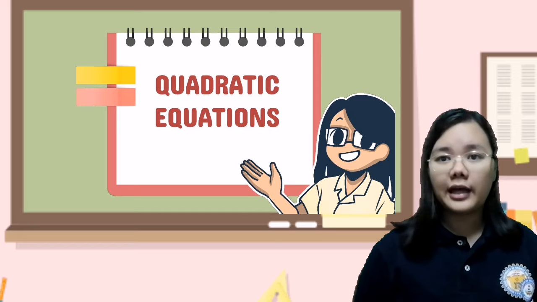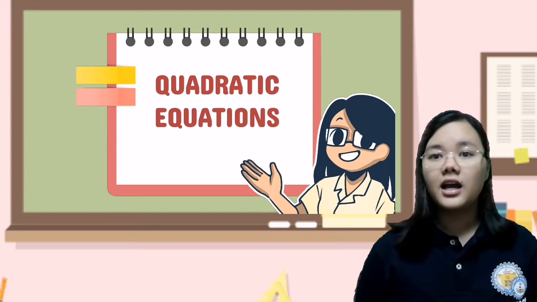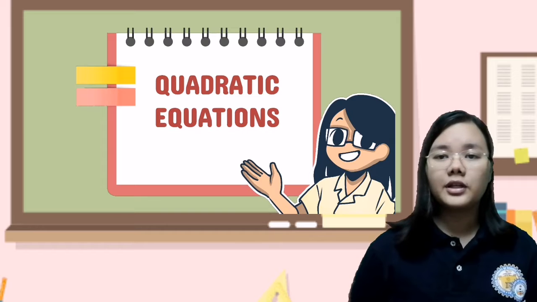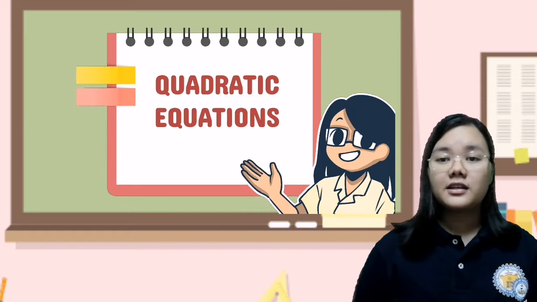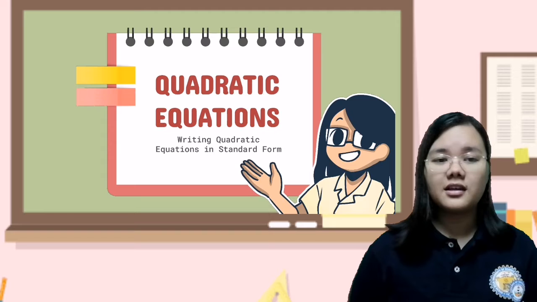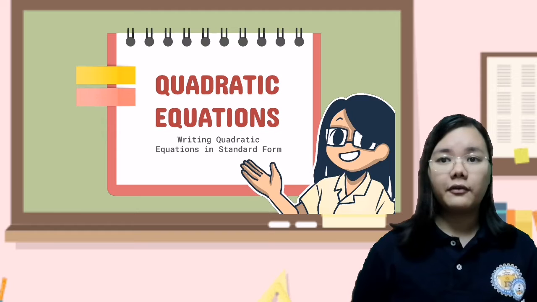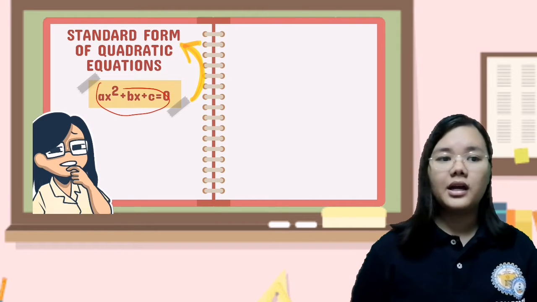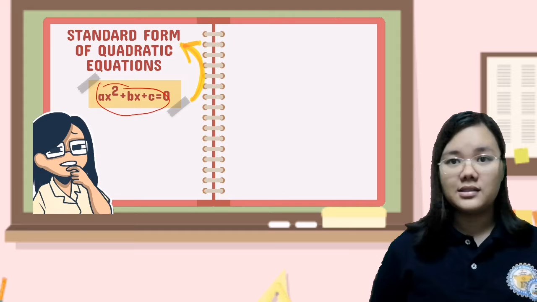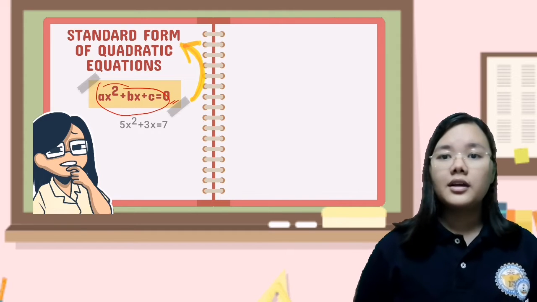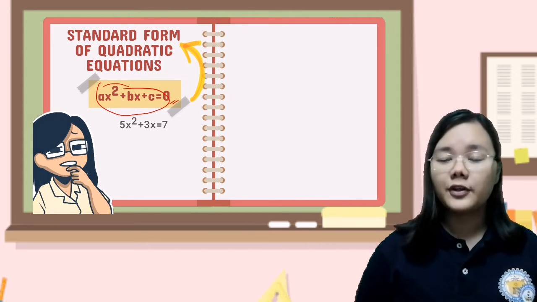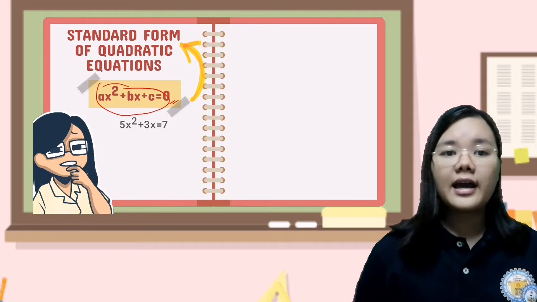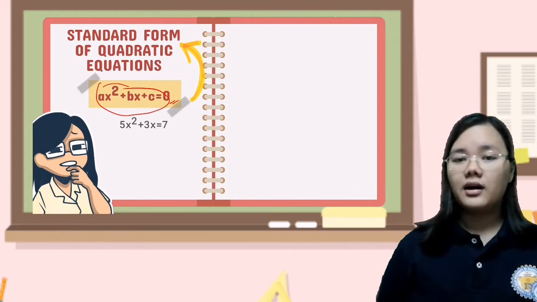Before we proceed to our main topic, let's first understand how to manipulate the equation and find the standard form for easy answering. Writing quadratic equations in standard form. The standard form, as mentioned earlier, is ax squared plus bx plus c equals 0. Here is an example for you to understand it better: 5x squared plus 3x equals 7.